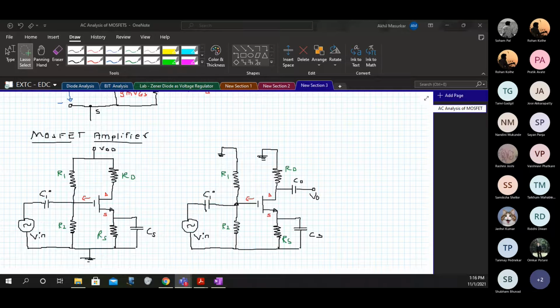Soham, am I audible and is my screen visible? Yes. Okay, because for some time my connection fluctuated.